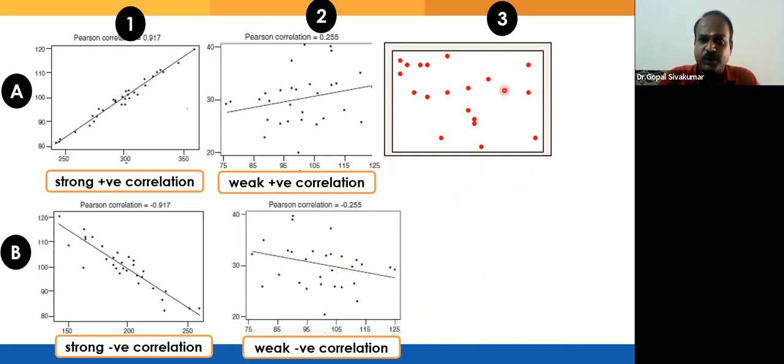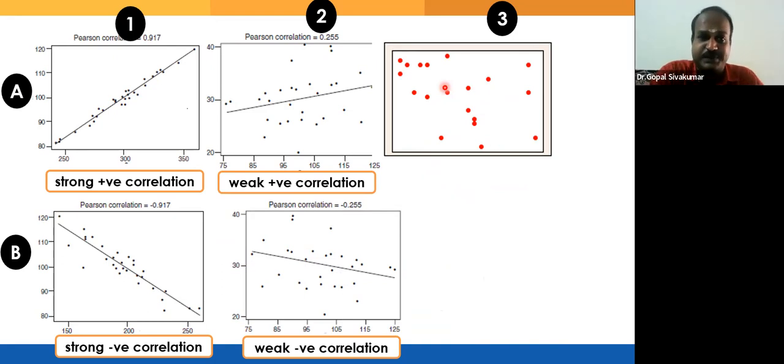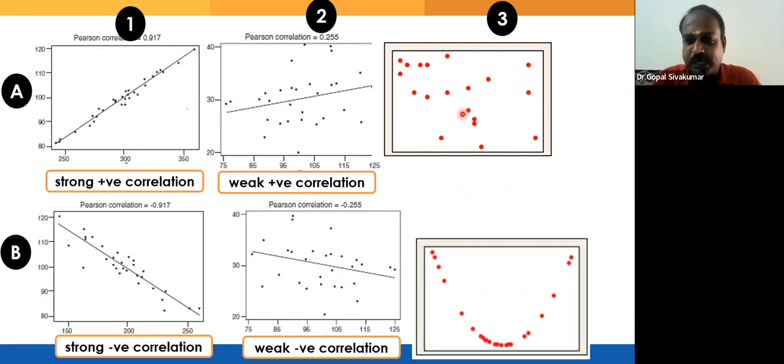Now the fifth one. Looking at the scatter diagram, can you tell me, is there a correlation between X and Y? No, sir. Now you can say no correlation because it is completely scattered. You can't judge whether Y is varying according to the X or not. So this is a case where you can say no correlation.